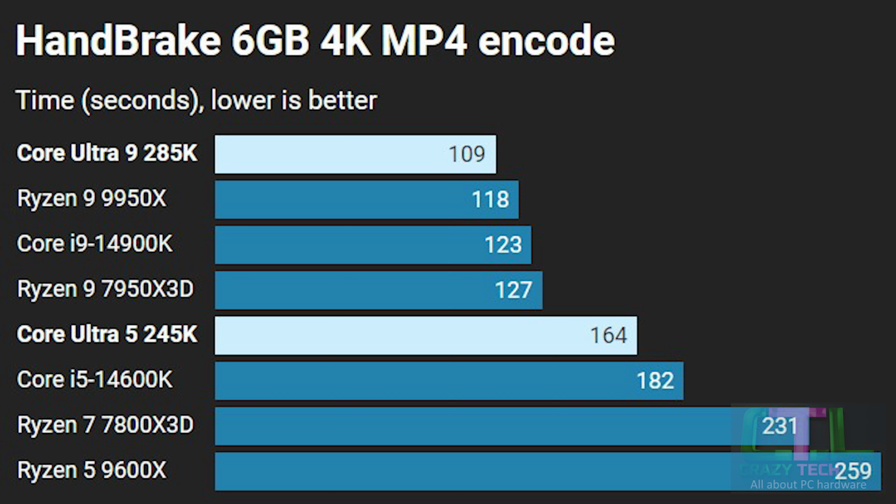Moving on to HandBrake, where we're dealing with a 6GB H.265 4K encode, and we have the Core Ultra 9 285K really showing what it's capable of here. So 109 seconds compared to 123 seconds for the Core i9 14900K, and also beating the Ryzen 9 9950X. The Core Ultra 5 245K also outstripping the 14600K and the 9600K by significant margins.